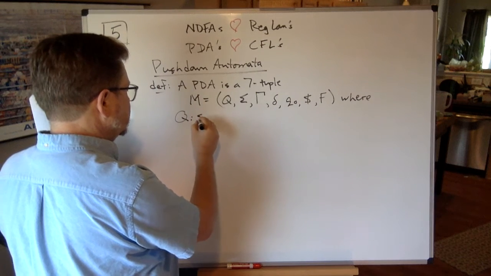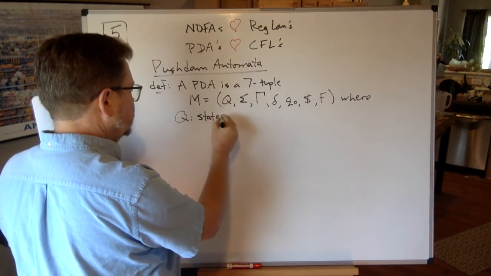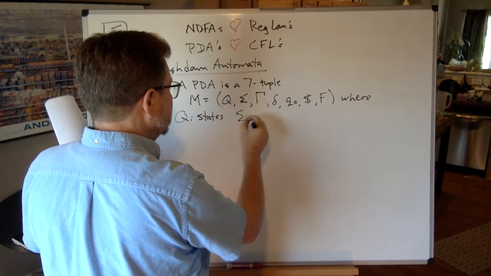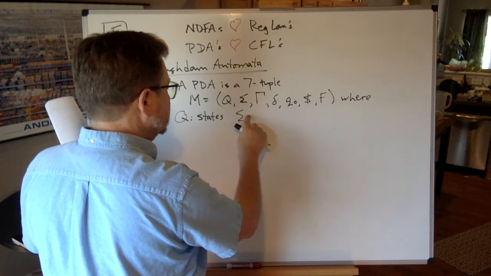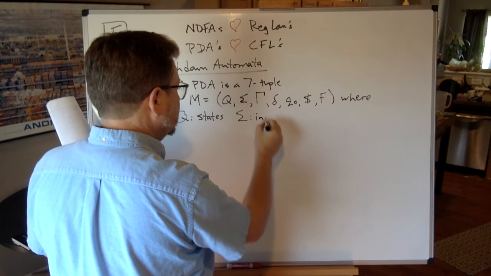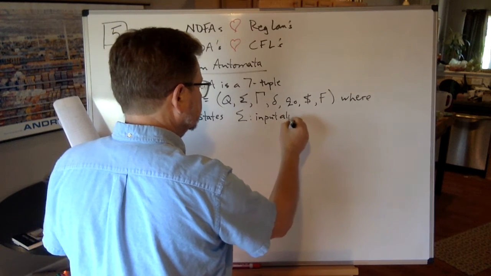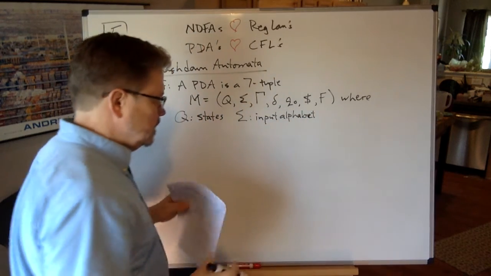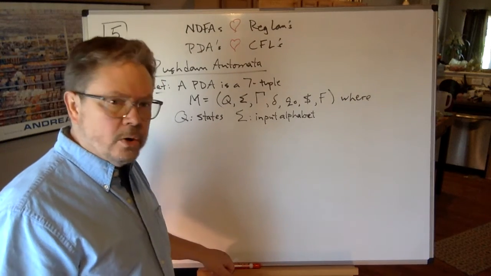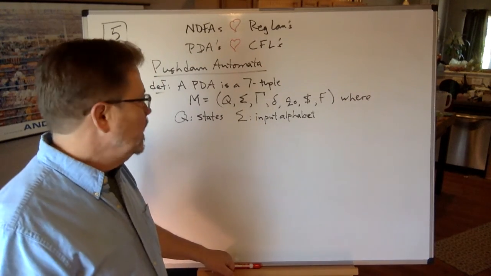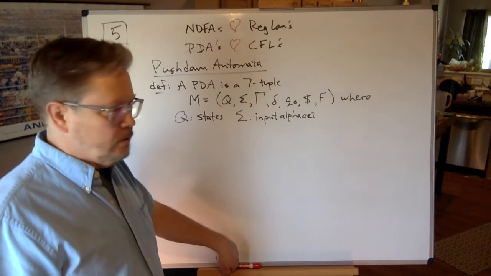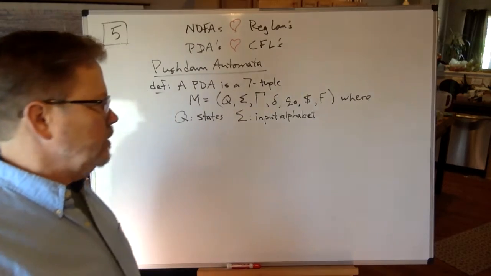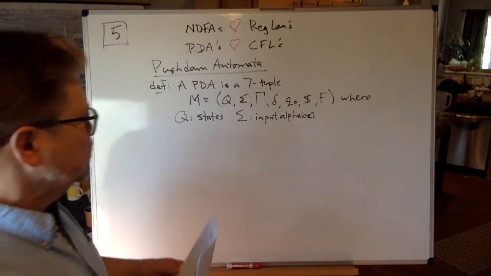Capital Q, set of states. That's nothing new. We've seen capital Q before. I'm going to put in one line here to save board space. Capital sigma is our input alphabet. We're still going to be reading strings. We're still going to be deciding yes or no, is this string in the language? It's got to be a little different because the languages are different. The languages are context-free languages rather than regular languages, but it's still got to be made up of input symbols. That's what capital sigma is.